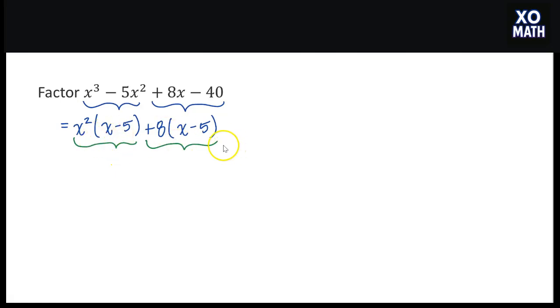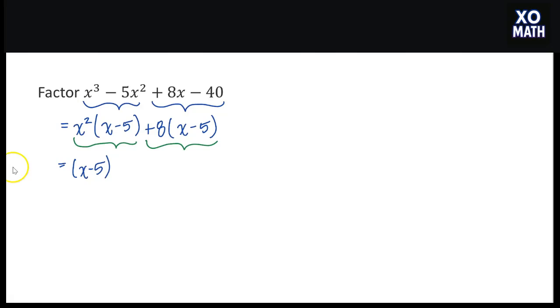So what's in common between these two? Well, x squared, there's no x squared over here. There's an 8, there's no 8 or any factors of 8 over here. So the only thing these two have in common is the binomial x minus 5. So I'm going to factor out that x minus 5 that's in common in both.